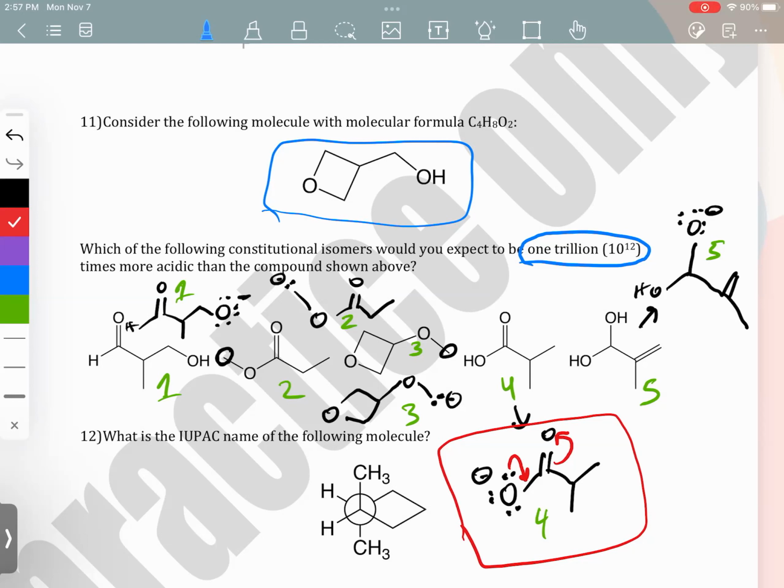So since that's the most stable conjugate base, what can we say about the acidity of the original compound before the proton was donated? Is it more acidic or less acidic? More. More? Remember, the most acidic compound will always form a more stable conjugate base. Since 4 has a very stable conjugate base, that means that 4 before the proton was donated is very acidic.